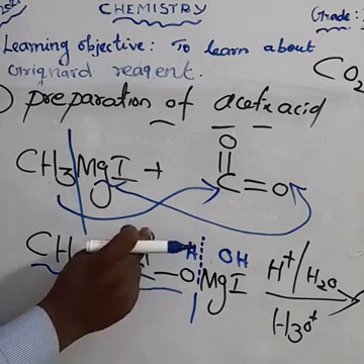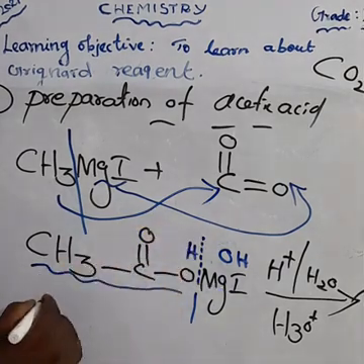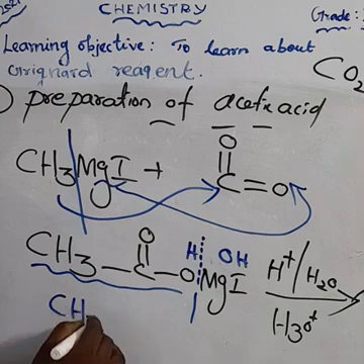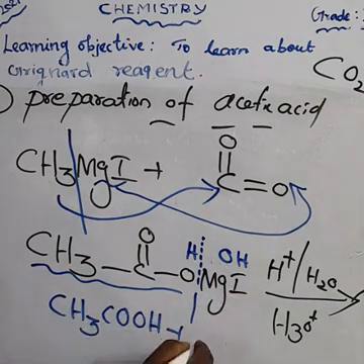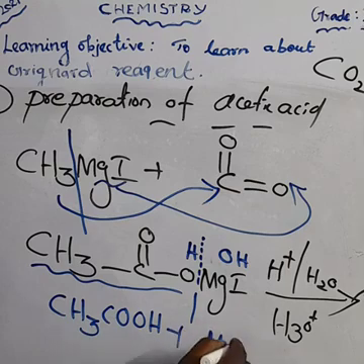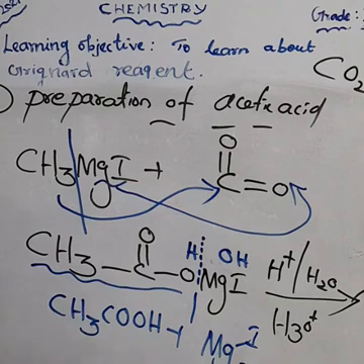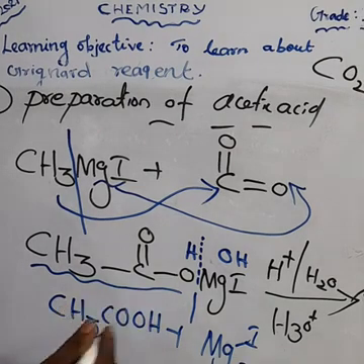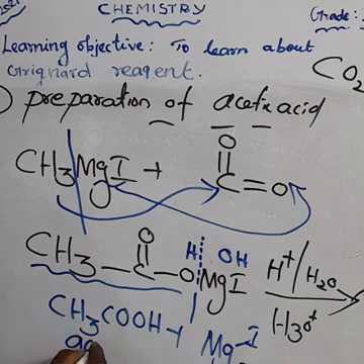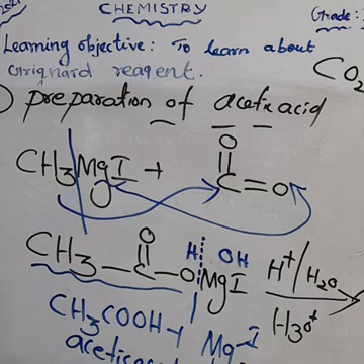CH3COOH plus MgIOH. What's the name of this compound? Carboxylic acid. We are saying ethanoic acid, otherwise acetic acid. The common name is acetic acid; the IUPAC name is ethanoic acid.